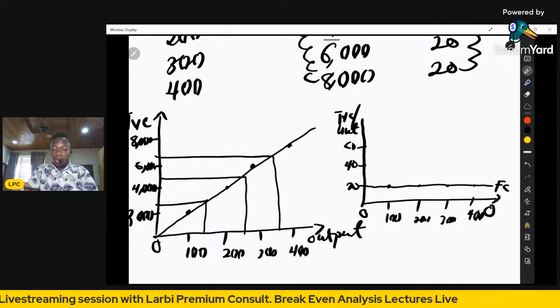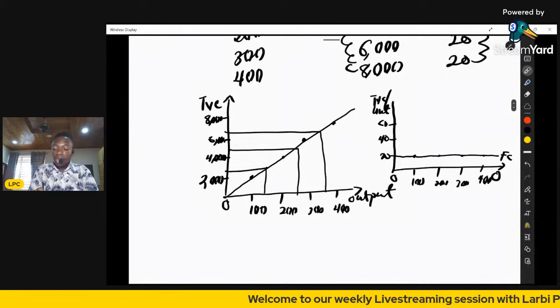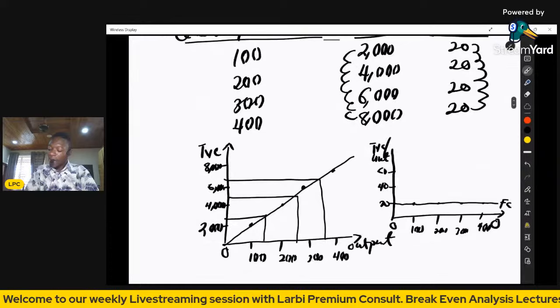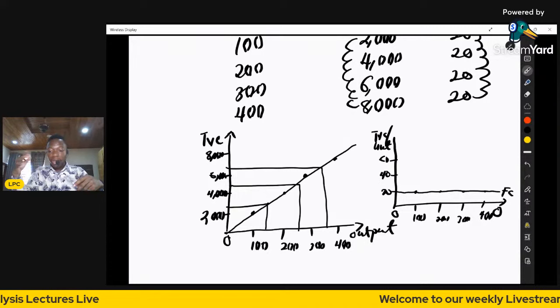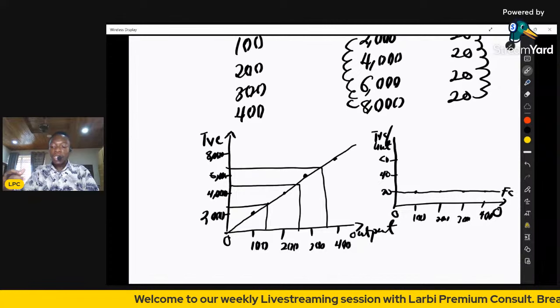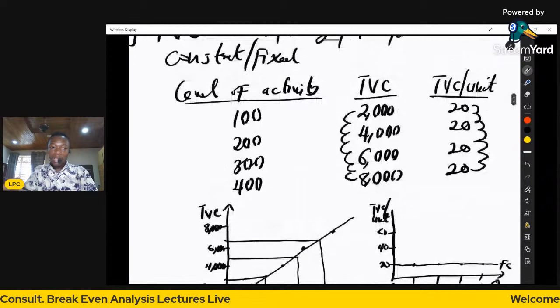You can clearly see that's what the assumption is saying: total variable cost varies or changes, and I can see that clearly when we illustrate it on this curve. But total variable cost per unit is constant or fixed and doesn't change. As and when output changes, per unit variable cost remains the same at 20. And this is what the assumption is telling us. So that is what we need to understand when it comes to break-even analysis: total variable cost changes, but total variable cost per unit remains the same. All right. We illustrated that in terms of numbers and in terms of the graph, you can clearly see. So that is another assumption that we need to understand.